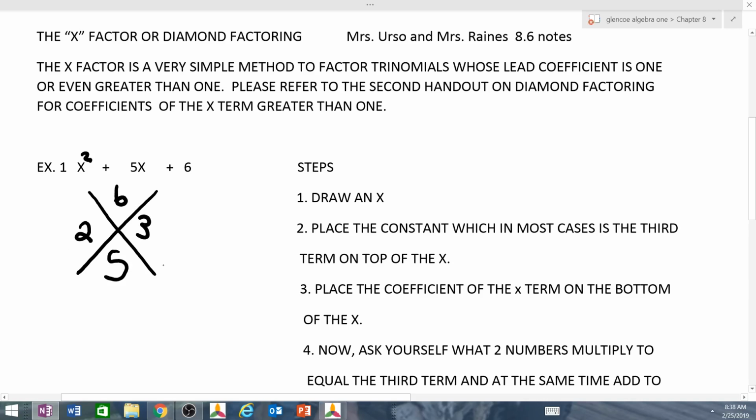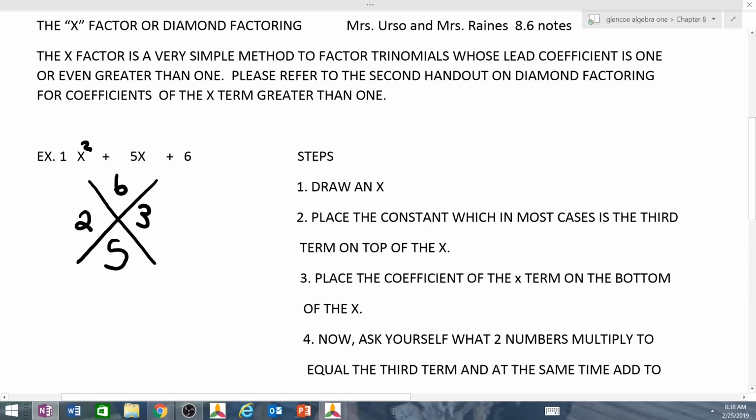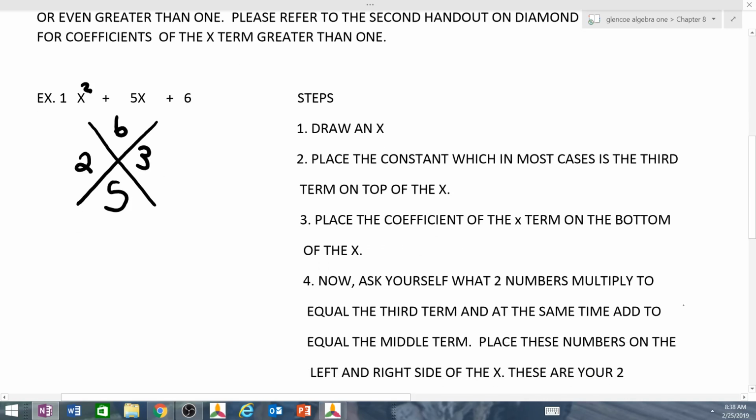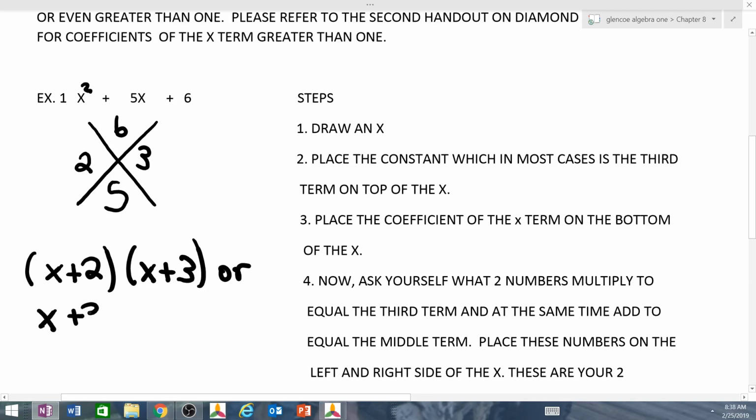So here we go. Check our work. 2 times 3 equals 6. 2 plus 3 equals 5. Does that make sense? Now ask yourself what two numbers multiply to equal the third term, what multiplies to 6, and here's the key, guys, at the same time, add to 5. Your answer, guys, is written as x plus 2 times x plus 3. If we come in tomorrow and somebody went x plus 3 times x plus 2, they are both correct.